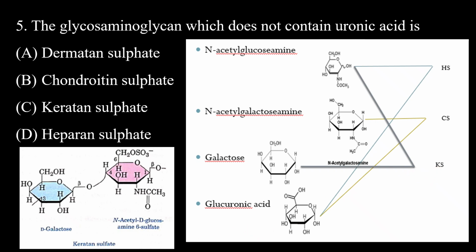So the right option for this is keratan sulfate, as the keratan sulfate is the glycosaminoglycan that consists of N-acetyl glucosamine and galactose, but it does not contain the glucuronic acid, while the rest of these glycosaminoglycans consist of the glucuronic acid.